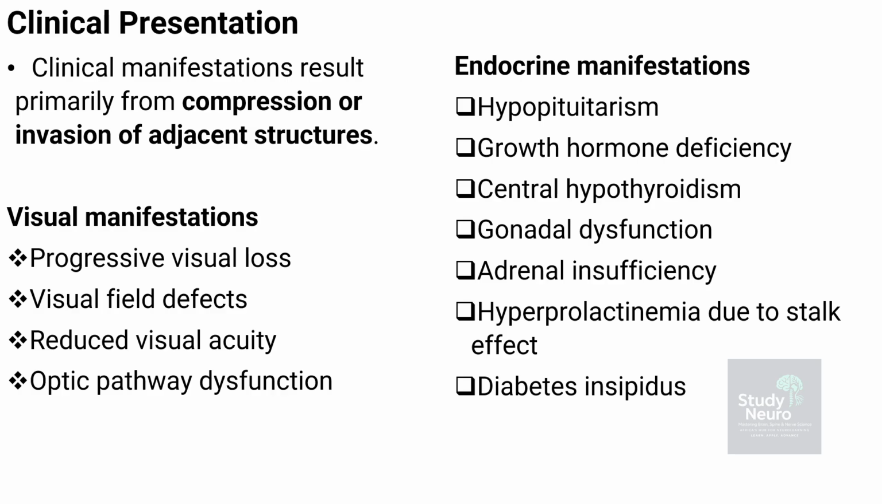Early assessment is important. Endocrine dysfunction occurs when the tumor affects the pituitary gland or pituitary stalk, leading to hormone deficiencies such as growth hormone deficiency, central hypothyroidism, or impaired gonadal function. Adrenal insufficiency and diabetes insipidus may also occur, while stalk compression can increase prolactin levels. Neurological symptoms may include headache, particularly with larger tumors, while involvement of nearby brain structures can affect memory, cognition, or behavior. These changes may be subtle at first.